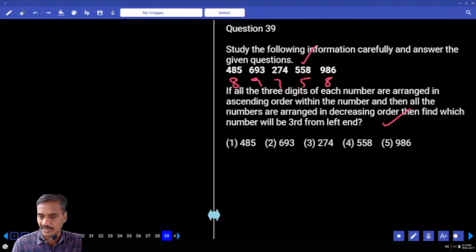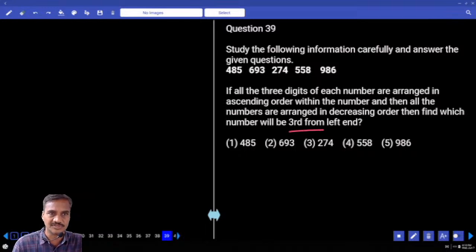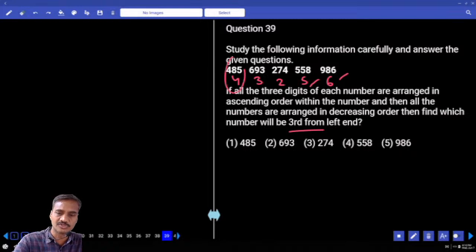Then 39. If all the 3 digits of the number are arranged in ascending order within the number, and then all the numbers are arranged in descending order, then find the number which is third from the left hand side. Isn't it? First, all the digits are arranged in ascending order. Now the lowest digits 4, 3, 2, 5, and this is 6. Then they were arranged in descending order. Then this is 1, 2, and this will be the third position. Hence 485, that is choice 1, question number 39.